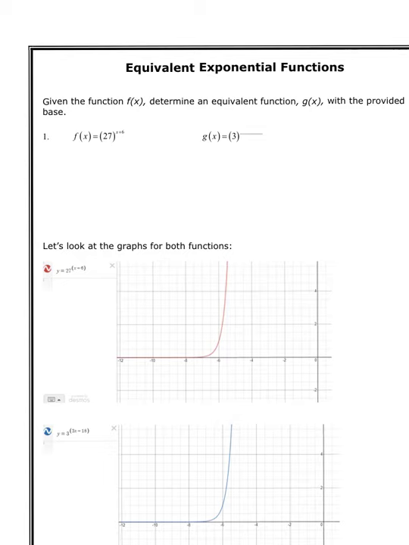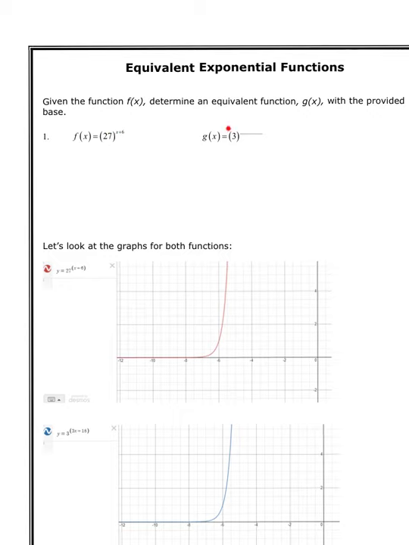In this lesson, we are going to look at equivalent exponential functions. This means we're going to look at two exponential functions that have different bases, but in fact, they are actually the same. So let's just jump right into the first question. We are told that the function f of x has base 27 and the exponent is x plus 6.